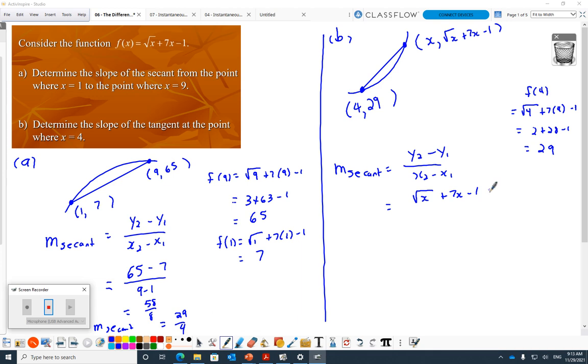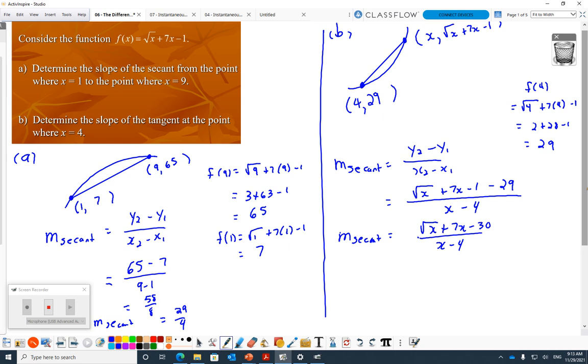And then the first y value is 29. Second x value is x. First x value is 4. And what I get is a secant slope formula that I can use. Root x plus 7x minus 30 over x minus 4. Now, that's slope of the secant.